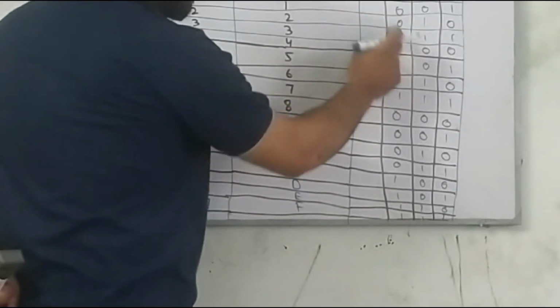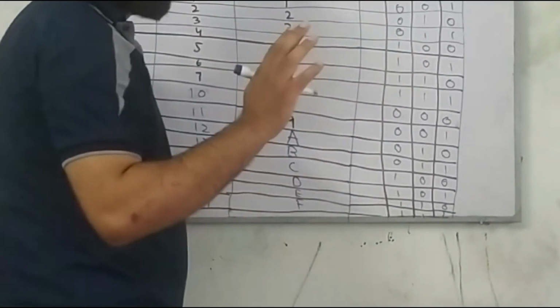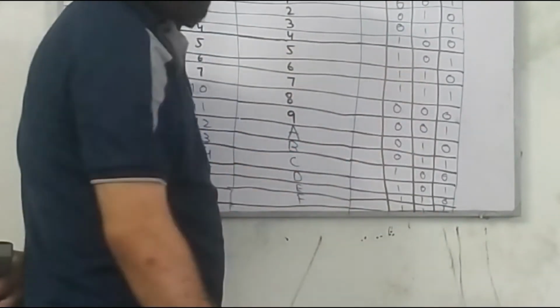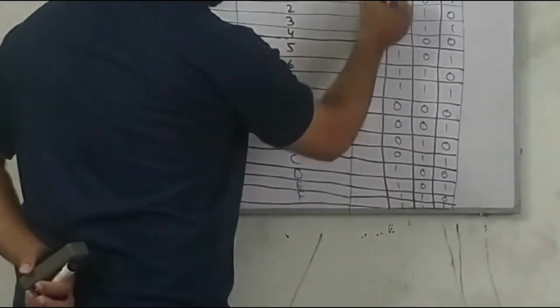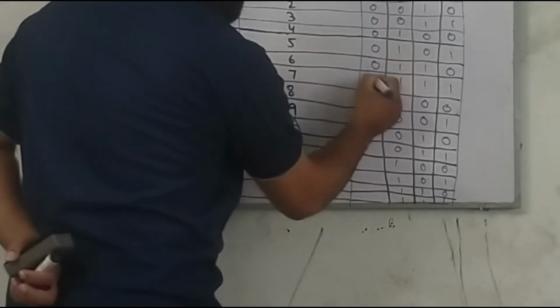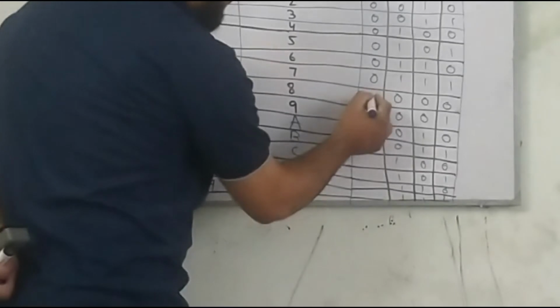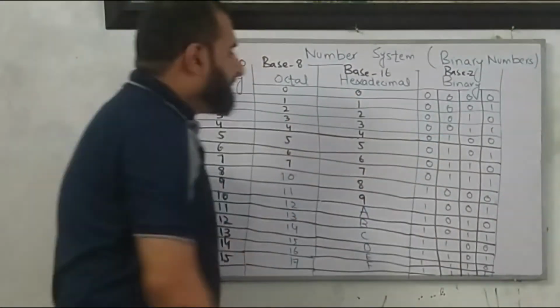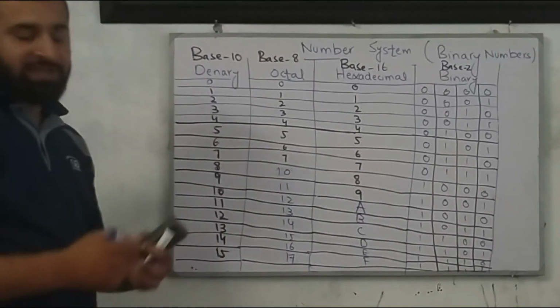Now double this 4. What do we need to do over here? We will make 8 zeros and 8 ones. So I will start with 8 zeros: 1, 2, 3, 4, 5, 6, 7, 8. Done, 8 zeros. Now 8 ones: 1, 2, 3, 4, 5, 6, 7, 8. Done. So we have generated the equivalent binary of these digits.